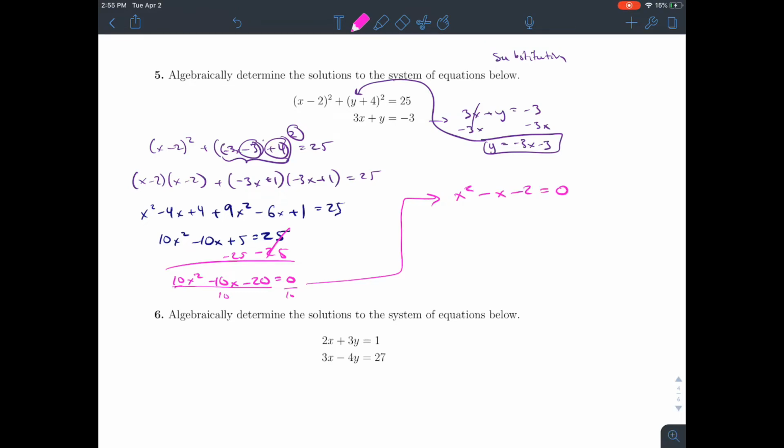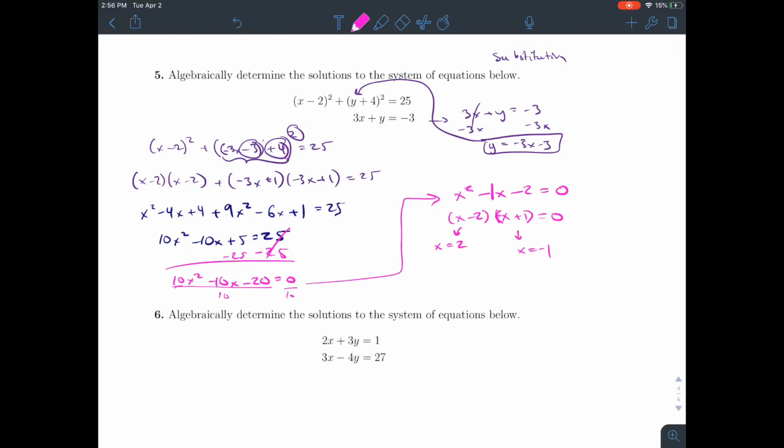Perfectly ready for sum and product factoring. You could put the minus 1 there if that helps you see it. Looks like our factors are going to be (x minus 2) times (x plus 1). And our solutions to this equation will be x equals 2 and x equals negative 1.